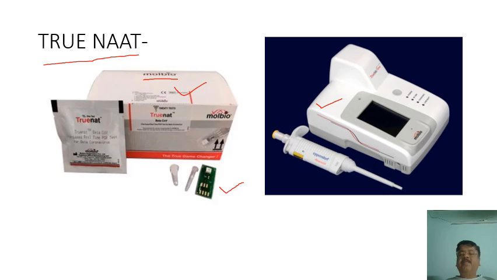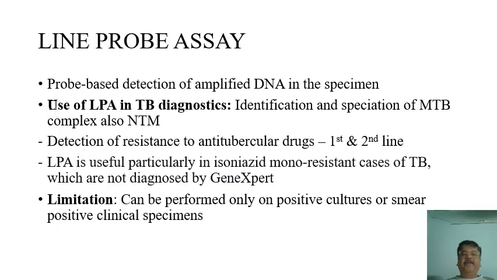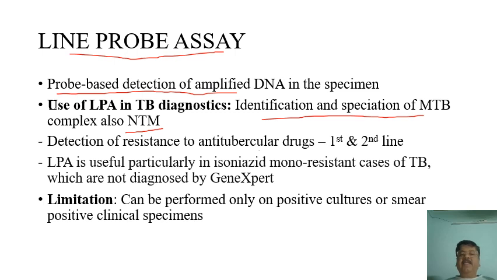So these are the two methods which have become very common for detection of the growth as well as for anti-tuberculosis drug susceptibility testing. Then line probe assay is a probe-based detection of amplified DNA in the specimen. With the use of line probe assay in TB diagnostics, identification and speciation of Mycobacterium tuberculosis can be done, and it also detects non-tuberculous mycobacteria. It also detects resistance to anti-tubercular drugs, first and second line drugs.